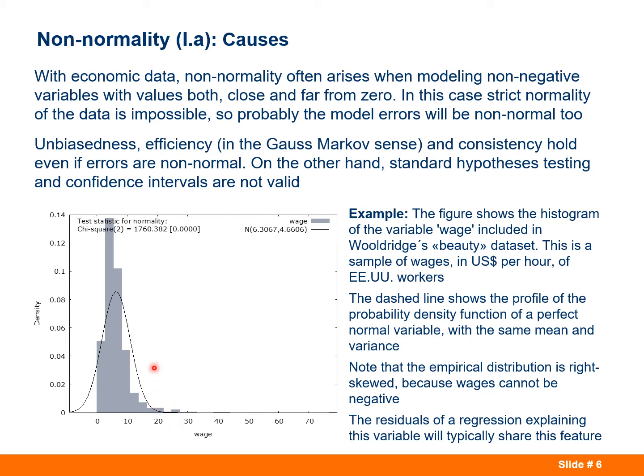And what you have overlapped in the thin line is the shape of a perfect normal distribution with the same sample mean and the same sample variance. As you see, the shapes of both distributions is very different. What you have here above, and we will speak about this later, is a test for the null hypothesis of normality. The statistic is very large, and the figure in brackets is the p-value, so you are strongly rejecting the null of normality.